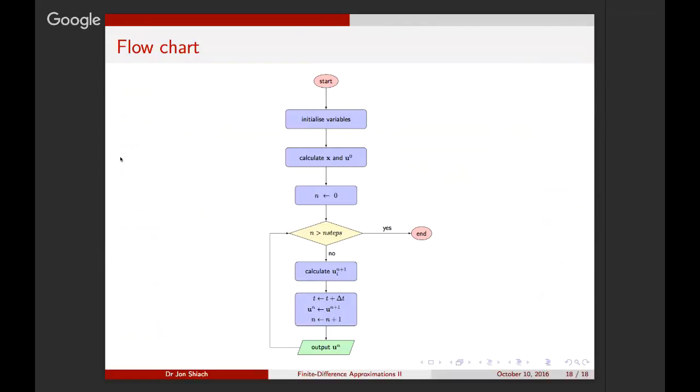Then set n equals 0, n is going to be our counter, how many iterations we've done. And n steps is where we're going to stop. So if n is greater than n steps, if that's true, we've finished. Otherwise we calculate the next values, update t, so t is then t plus delta t, update our u array, so we update our u n plus 1 into u n and add 1 to n. You can output it if you want, like plot it, and then keep going around that loop until you've finished.